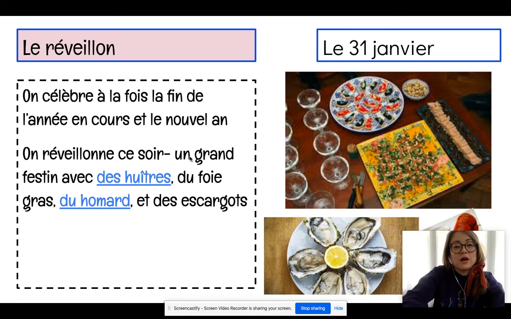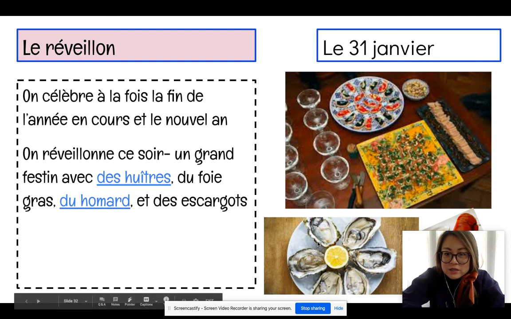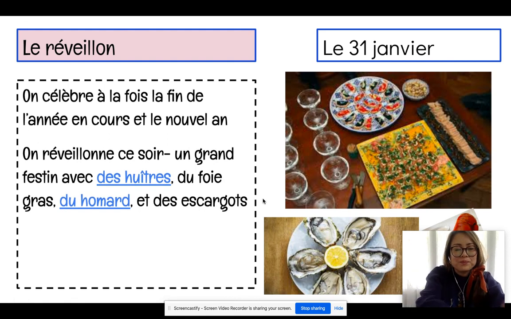So there are lots of things that are traditional for it, like des huîtres, and those are oysters, du foie gras, we can see that right here, and du homard. These are the oysters right here. I don't know if I put a picture. Homard is lobster. It is escargot, so it's a very fancy, indulgent feast that you have on New Year's Eve, avec de la champagne, bien sûr.